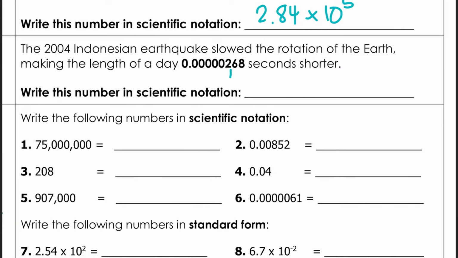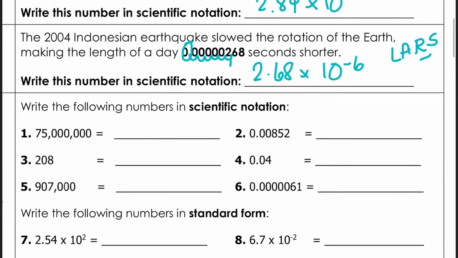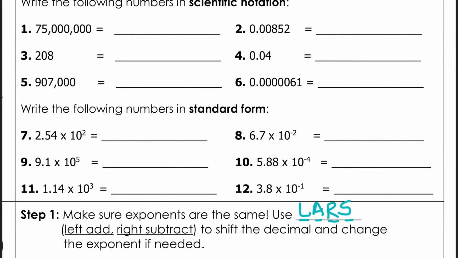So in this case, I'm going to start where the decimal is currently located, which is right there, and I would have to move it 1, 2, 3, 4, 5, 6 spaces. 2.68 times 10 to the, and if you remember Lars, left add, right subtract. Since we went to the right, we are subtracting, so it would be -6. Okay. So you can use those rules and give these a try, 1 through 12.